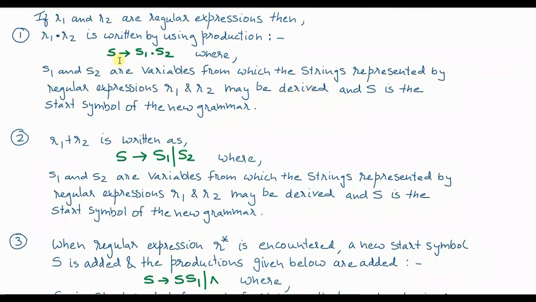Whatever strings you can derive from regular expressions R1 and R2, the productions for them have the left hand side symbols S1 and S2. And what is S then? S is the start symbol of the new grammar. So this is how you can represent the concatenation of two regular expressions.